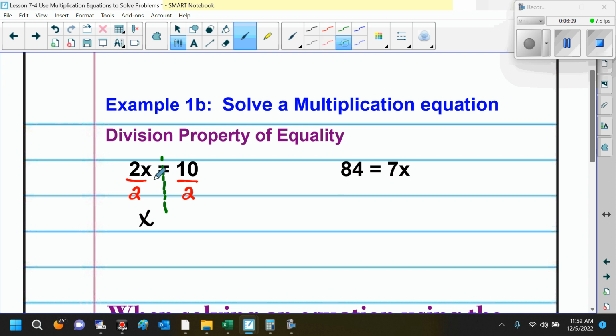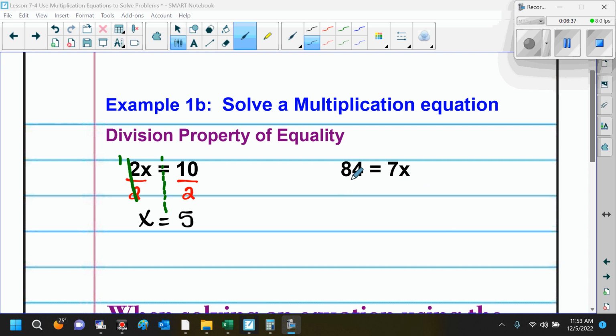So now you can see 2 divided by 2, what does that simplify to? That simplifies to 1. So 1 times x is x, and that's what we got. And that's how we get the x by itself. So we divide by 2 on one side, we have to divide by 2 on the other side. So 10 divided by 2, of course, is 5, just like we did in the previous examples.